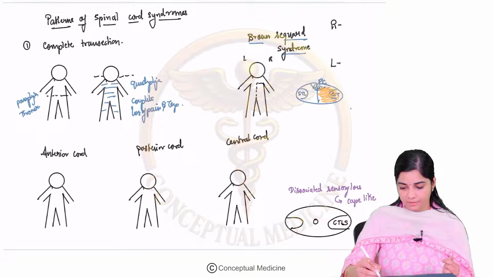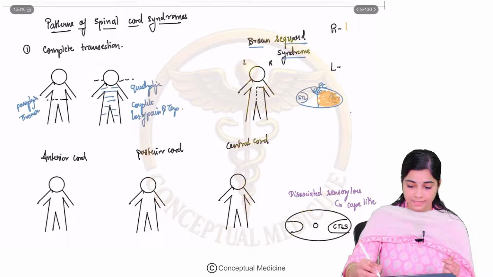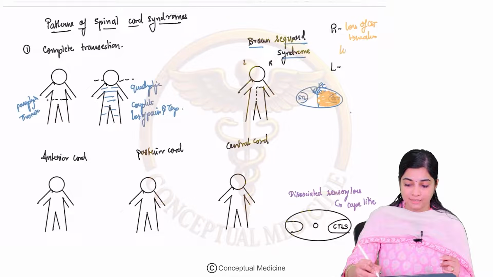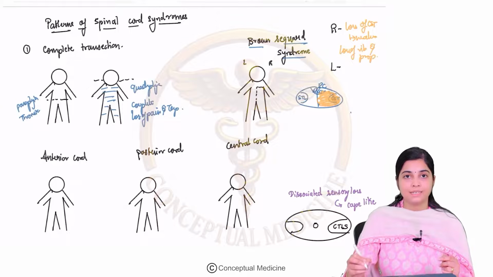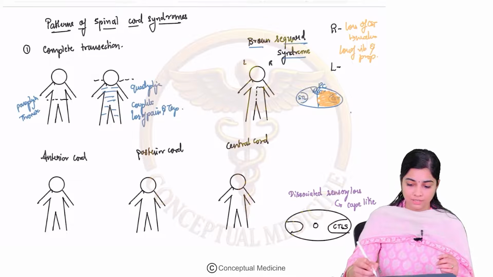Okay. So if you have a hemisection of the spinal cord, what will happen? You will have ipsilateral effects. Okay, so you have a right-sided hemisection. On the right side, you will have loss of corticospinal tract, right? So you will have weakness. And what else is there ipsilaterally? You know that the posterior column fibers do not cross at the level of spinal cord. So you have ipsilateral loss of vibration and proprioception because of damage to the posterior column.